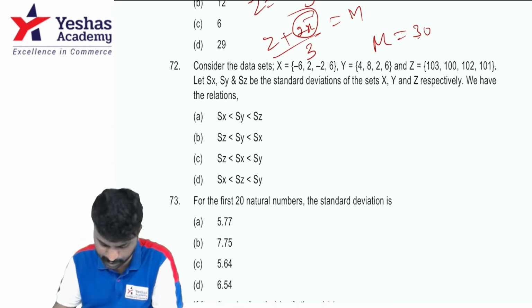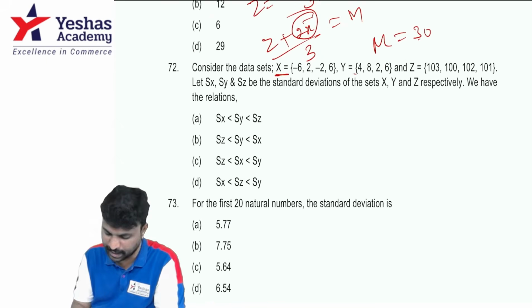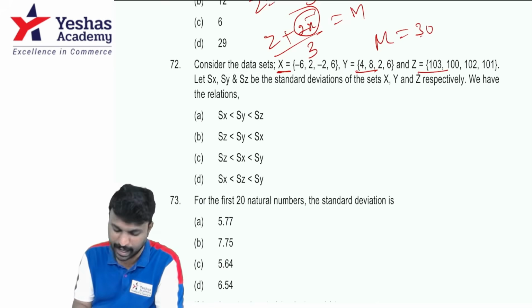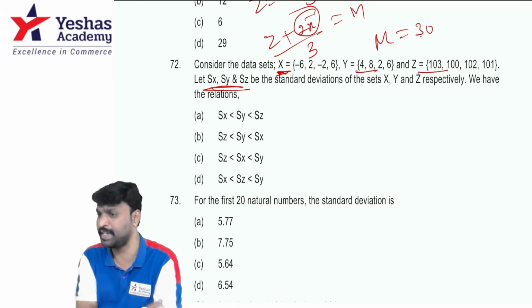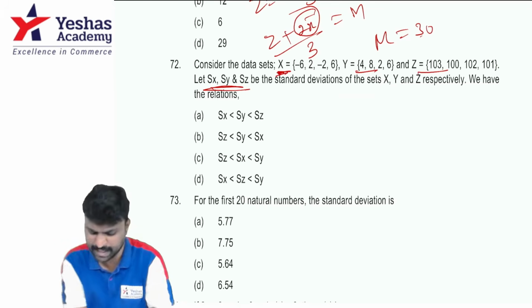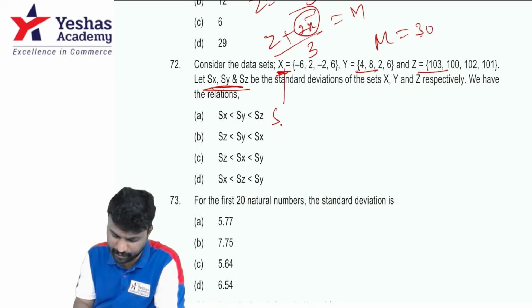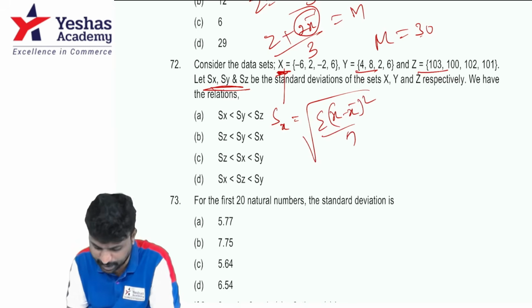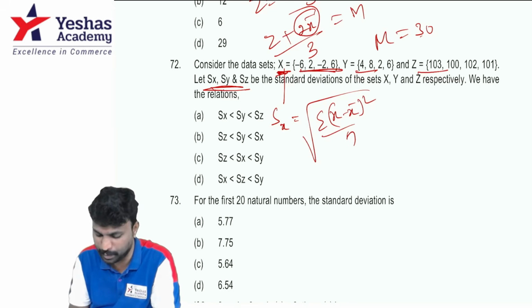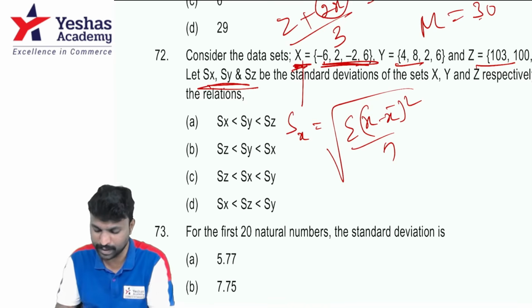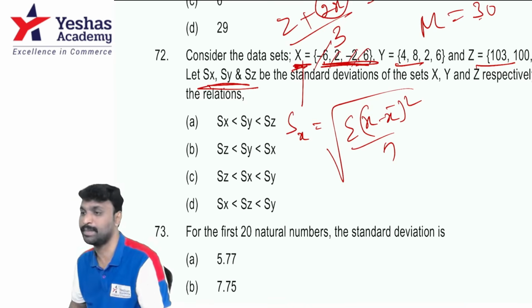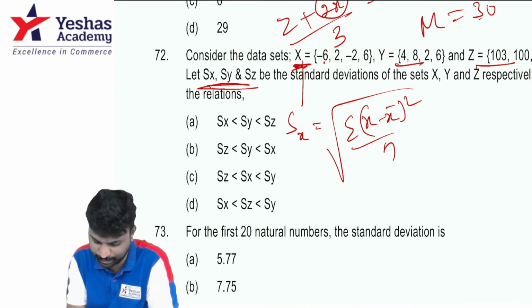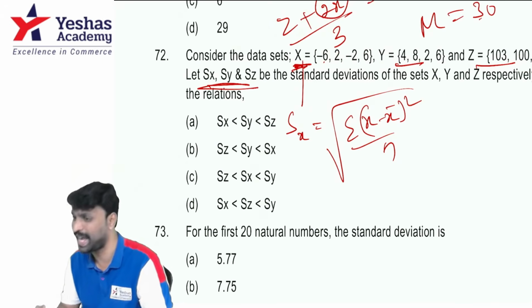Guys, moving on to the next question. They have given a data set X, data set Y, data set Z. If you look at X, they're asking us to find the relationship between standard deviation of X, standard deviation of Y, and standard deviation of Z. Let me find out Sx, root of summation x minus x bar the whole square divided by n. First of all, what is x bar? It is an evenly spaced distribution. If I add all these values, summation becomes 0. Minus 2 plus 2 becomes 0, and plus 6 minus 6 becomes 0. So x bar becomes 0.